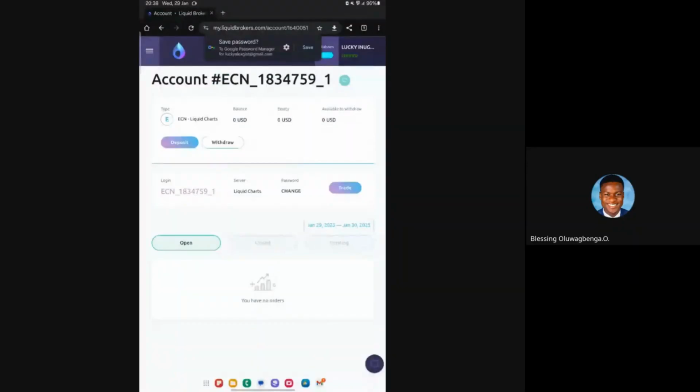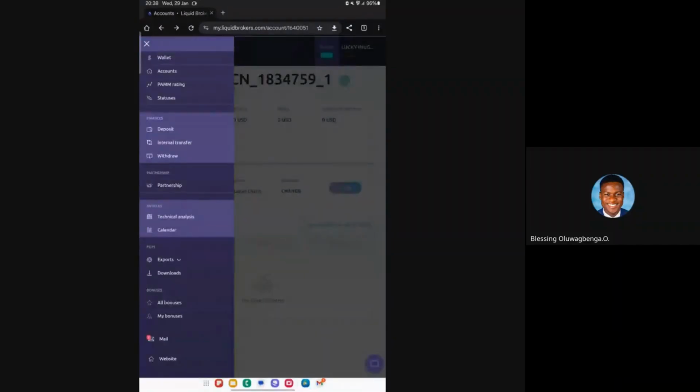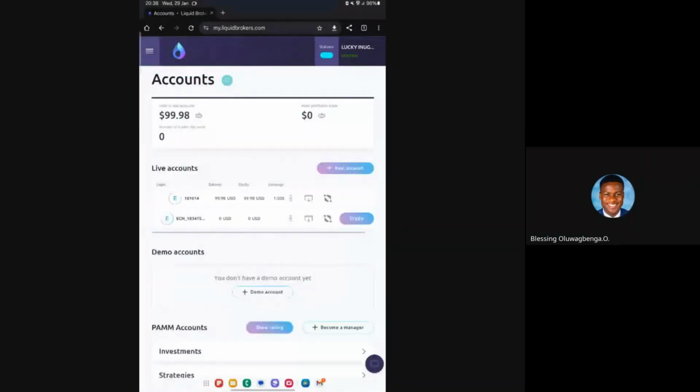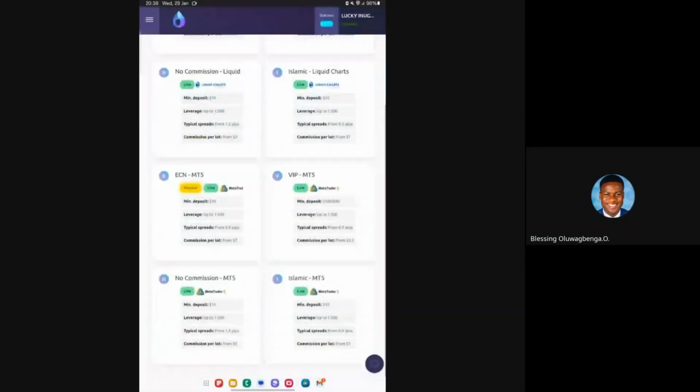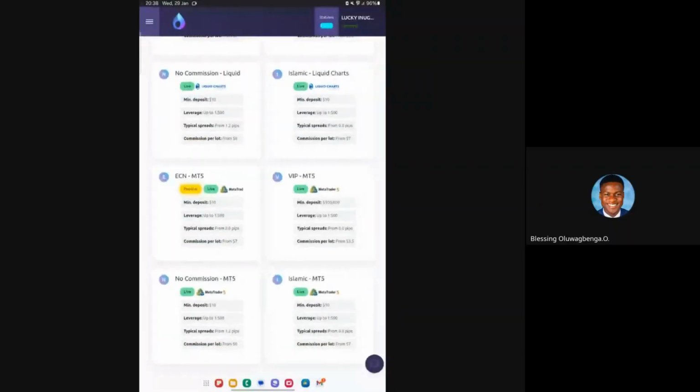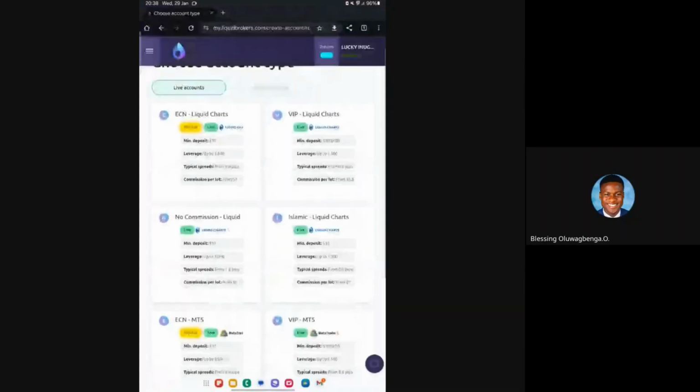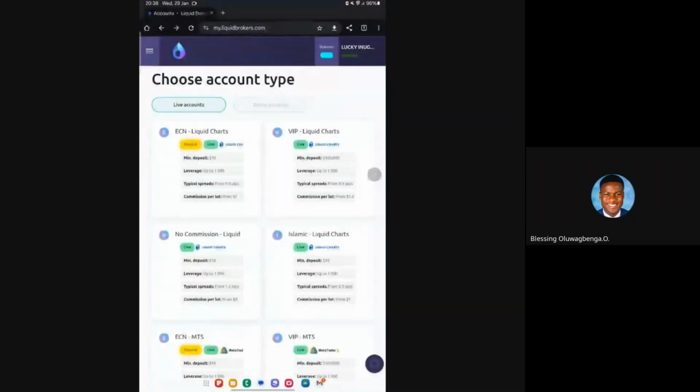Chart, I created with ECN Liquid chart. So I want to use the Liquid chart as a platform for trading, okay? But I want to use MT5. So I had to create an MT5 account so that I can use MT5. You can create an MT5 account by going to real accounts and selecting ECN MT5, all right? Or whichever MT5 that you are comfortable with.